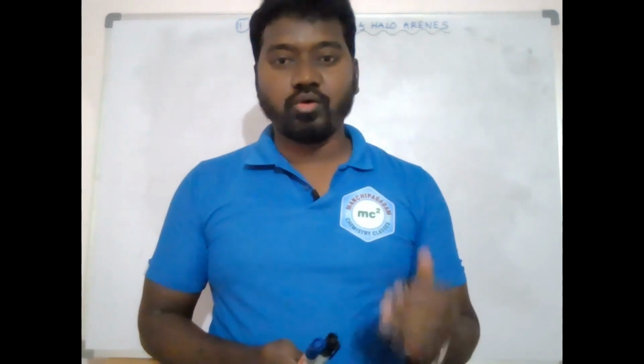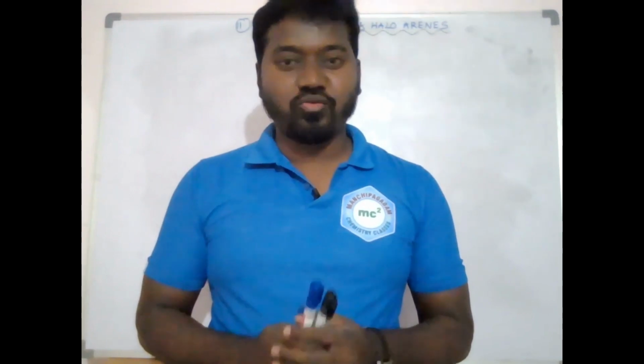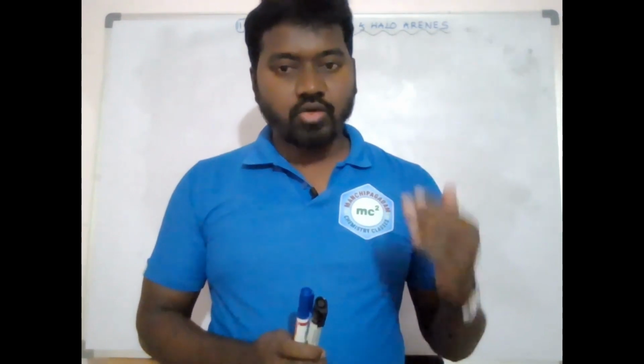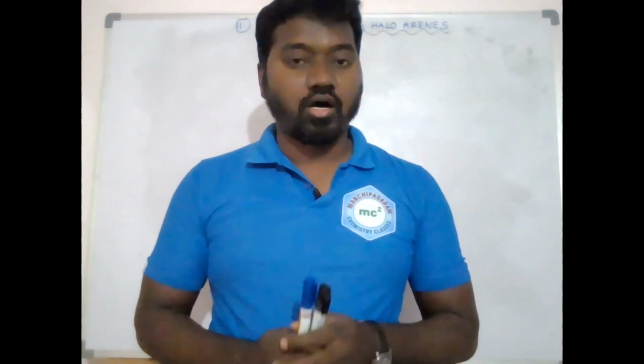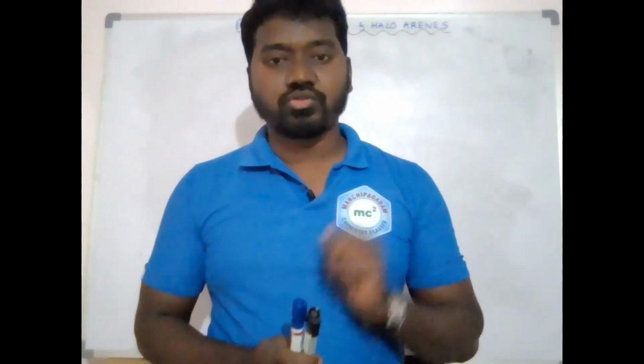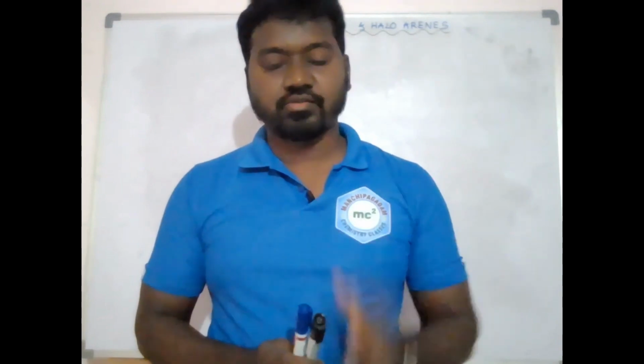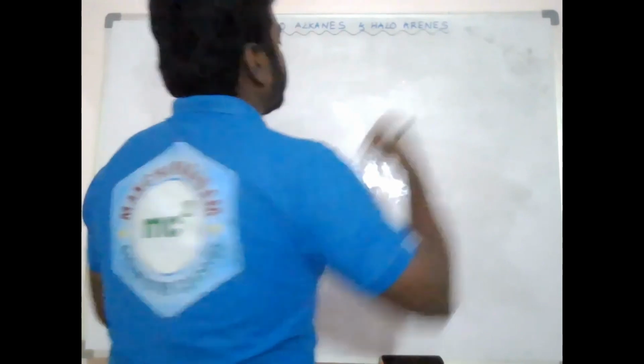The next chapter from organic chemistry, haloalkanes and haloarenes. This chapter carries 4 marks. They may give one short answer question which carries 4 marks, or two very short answer questions, each one 2 marks, total 4 marks. So the weightage of this chapter is 4 marks.